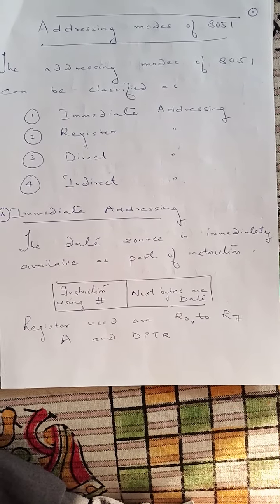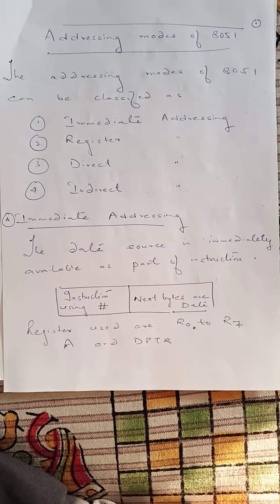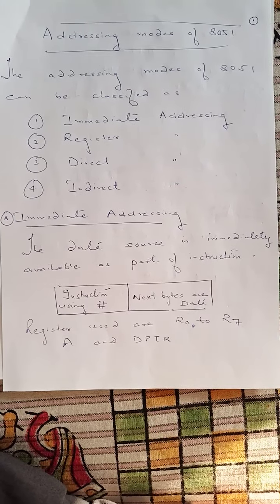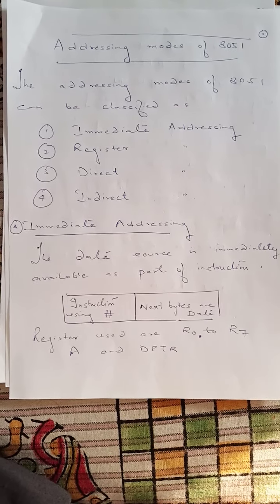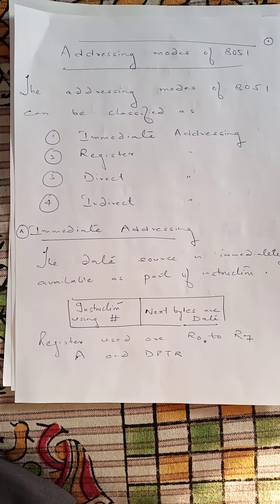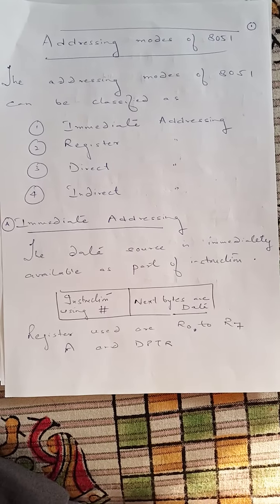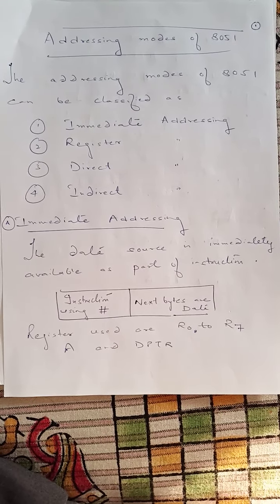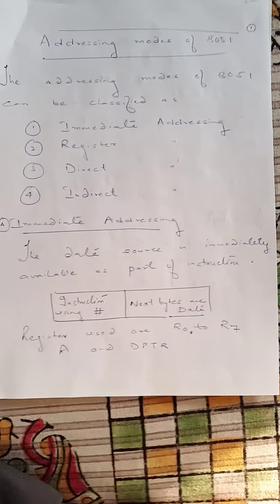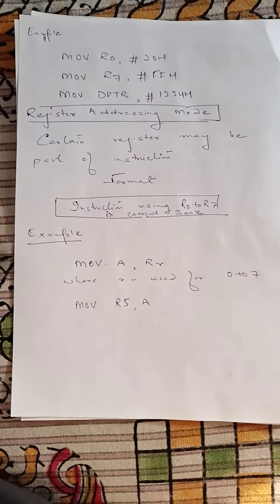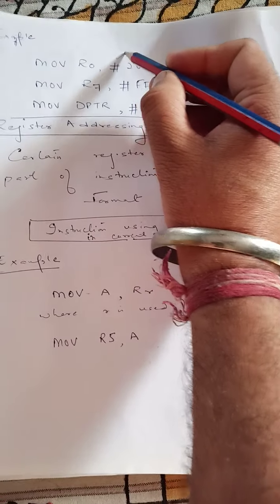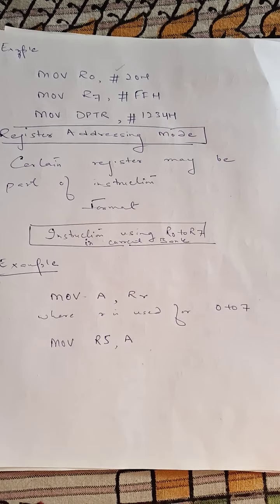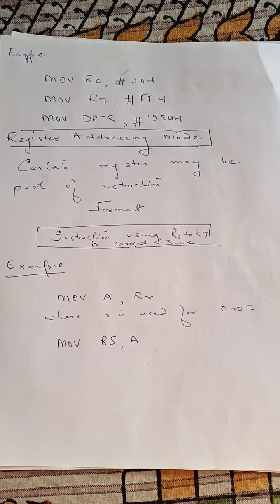And in case of 8051, as we have already discussed, the register format comes in the form of R0 to R7 depending upon the register bank used. That is bank 0, bank 1, bank 2 or bank 3. Or it can be the accumulator or data pointer. So always remember that when we are using the hash sign, this implies that we are talking about data.